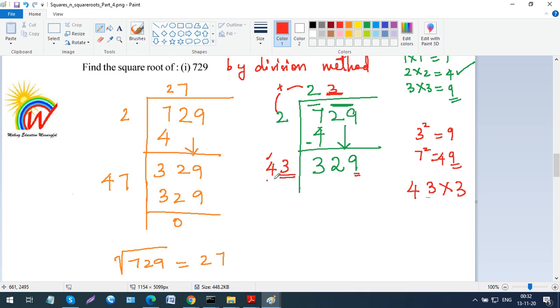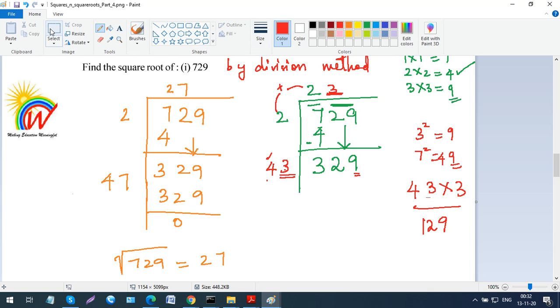Now I will put one number over here in such a way that when I put this number, I'll have to put the same number over here, and I'll multiply this 43 into just 3, not 23. So when I multiply 43 into 3, what do I get? 3 3's are 9, 3 4's are 12. I'm getting 129, but that's not 329, right. So we will try with the next number.